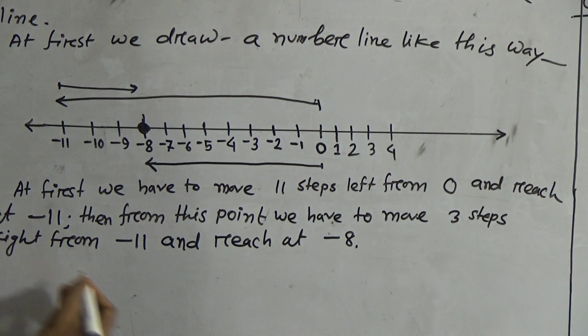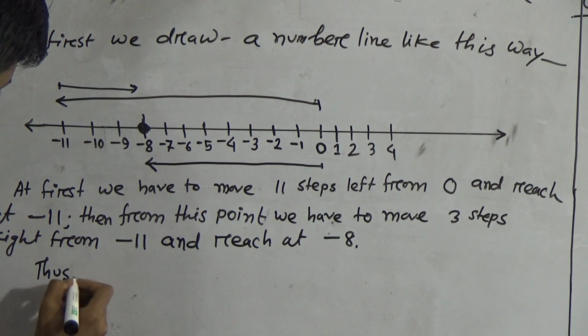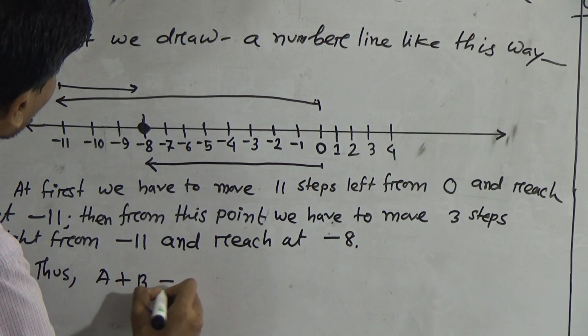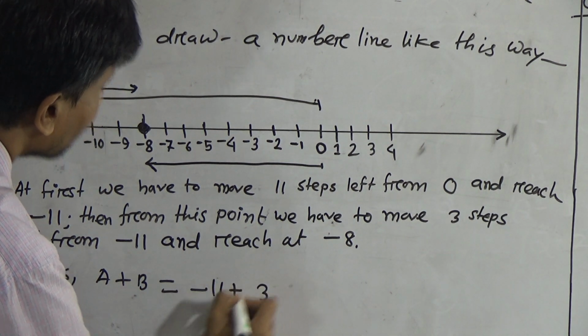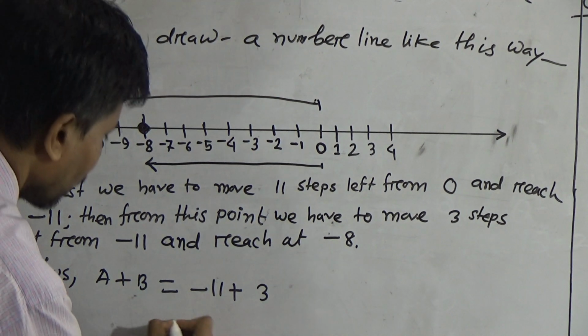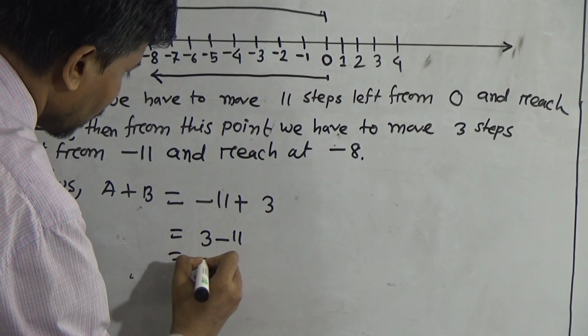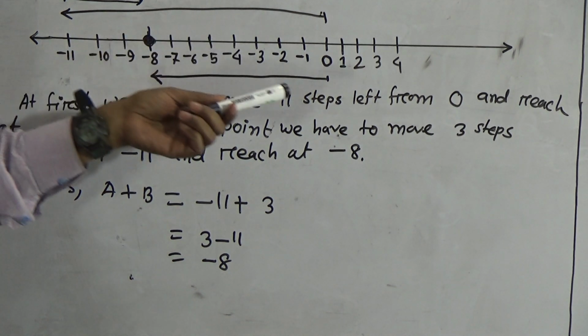Okay, thus A plus B equal to minus 11 plus 3 is equal to what? Minus 8. Okay, student, this is the placing the value of A plus B on the number line.